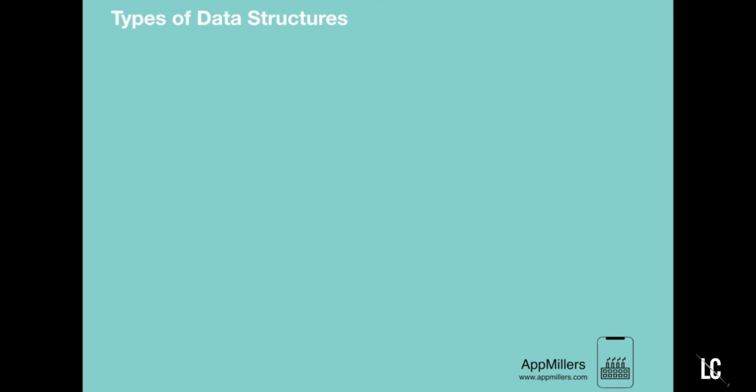So now we have learned what data structures are and how important they are for a software developer. Now in this video, let's see what different types of data structures we have. The data structures can be broadly grouped into two basic types, and that includes primitive data structures and non-primitive data structures.